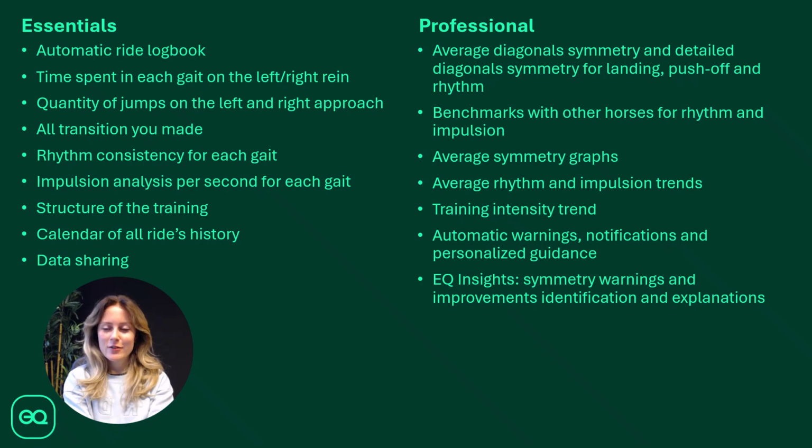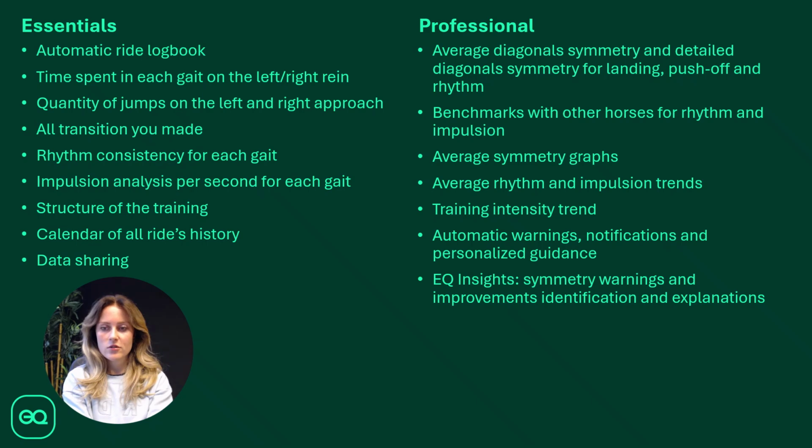When you buy a saddle clip, you always have the Essential account. This is the free account, and you can always use it. It's always in your Equestic app. You have an automatic ride logbook. You can see the time spent in each gait on the left and the right rein. You can see the quantity of the jumps on the left and the right approach.